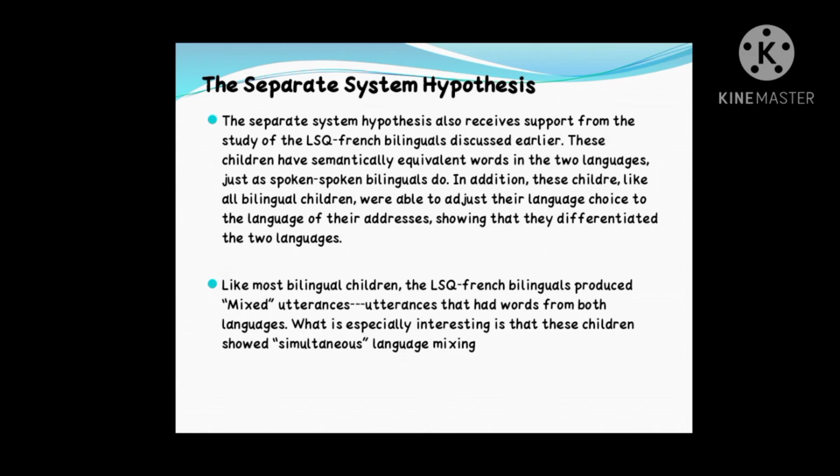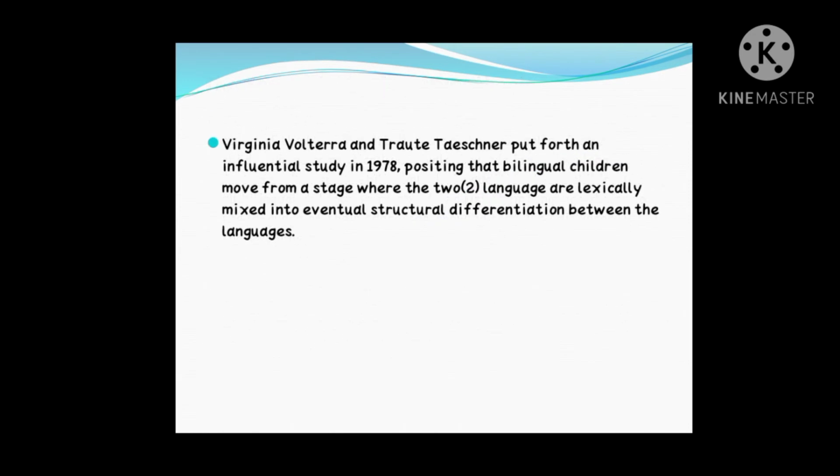They would produce an LSQ sign and a French word at the same time, something that is only possible if one language is spoken and the other is signed. However, this finding has implications for bilingual language acquisition in general. It shows that the language mixing of bilingual children is not due to confusion, but is rather a result of the two grammars operating simultaneously.